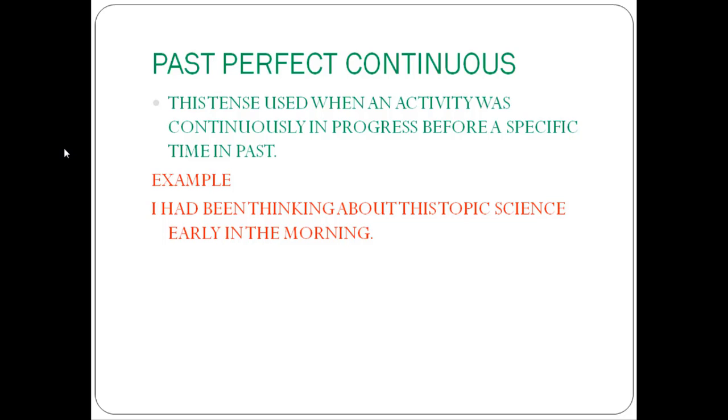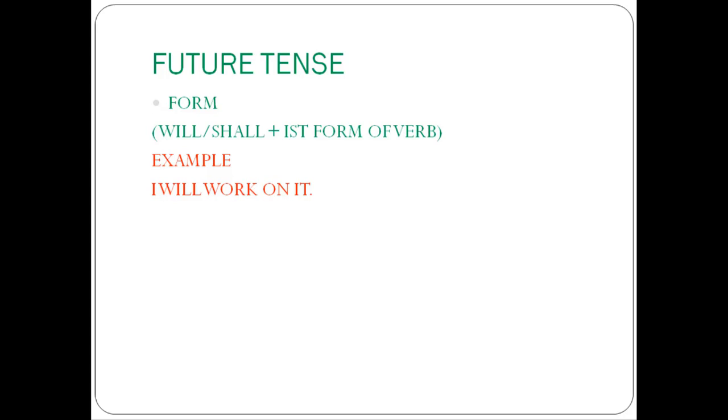So here guys we already covered two tenses, present and past, with their four aspects. Here we complete eight tenses. Now we move toward the future tense. First is the simple future tense. In simple future tense we always use will or shall plus first form of verb. Always remember, in future tense we always use will or shall.